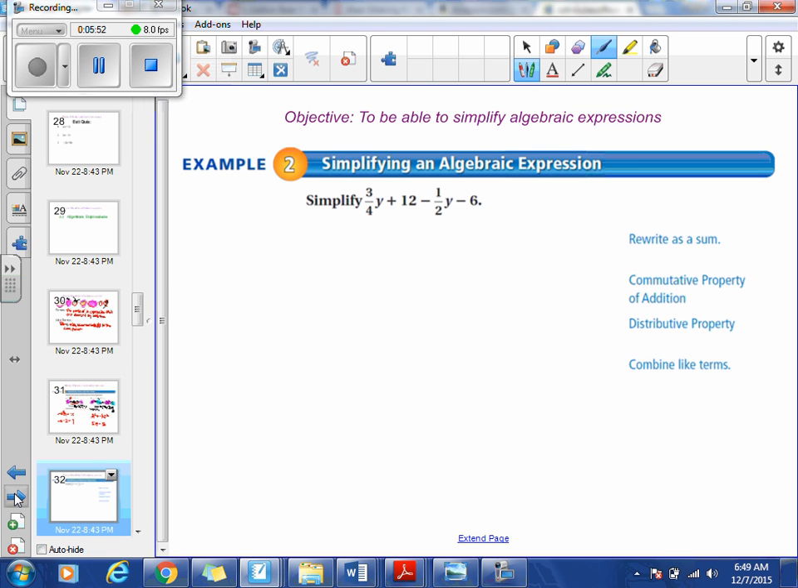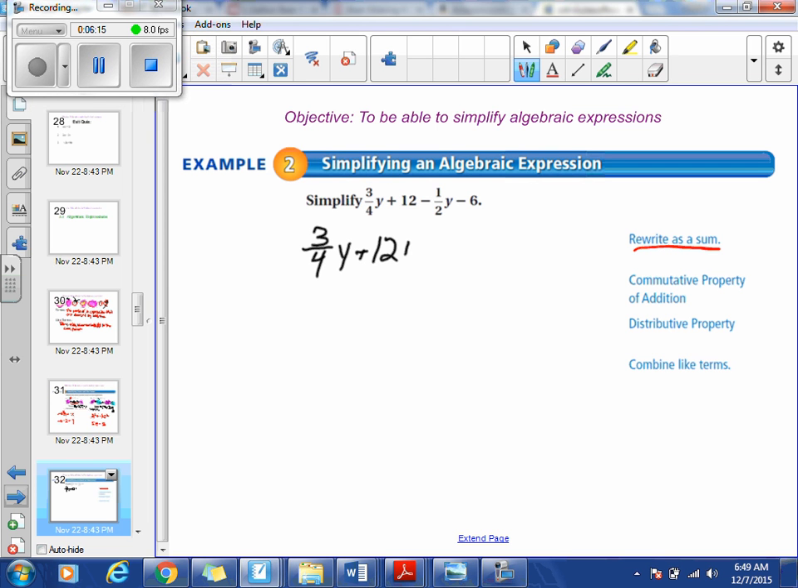Okay, simplifying an algebraic expression. Simplifying just means combining whatever you can, reducing it down to its simplest state. So 3/4 y plus 12. First, I'm going to rewrite it as a sum. That means write it as all adding. So 3/4 y. I would like you to write this on your paper as well, plus 12.